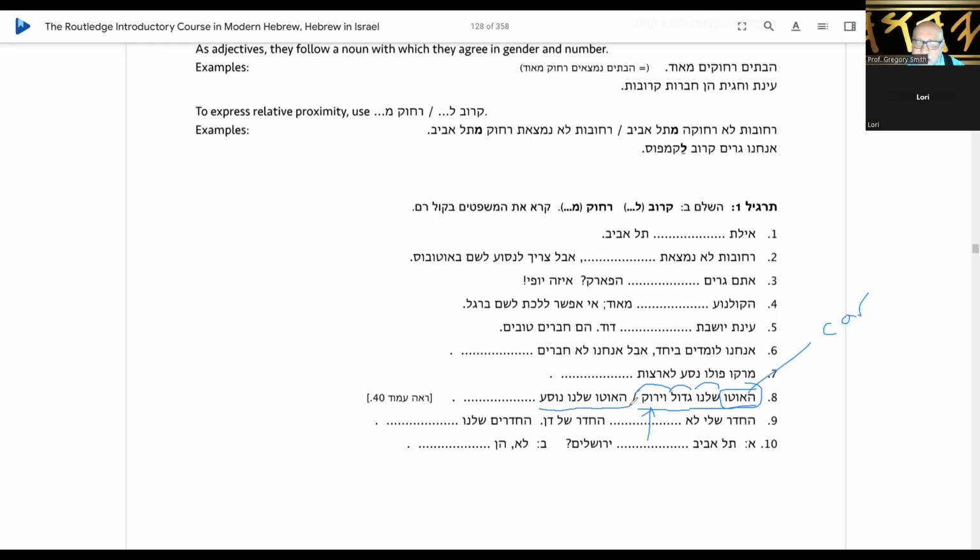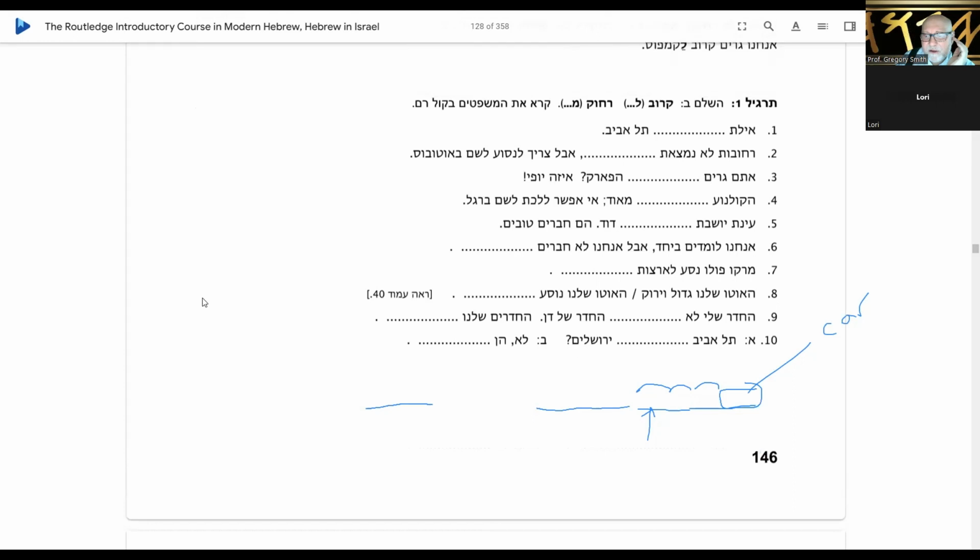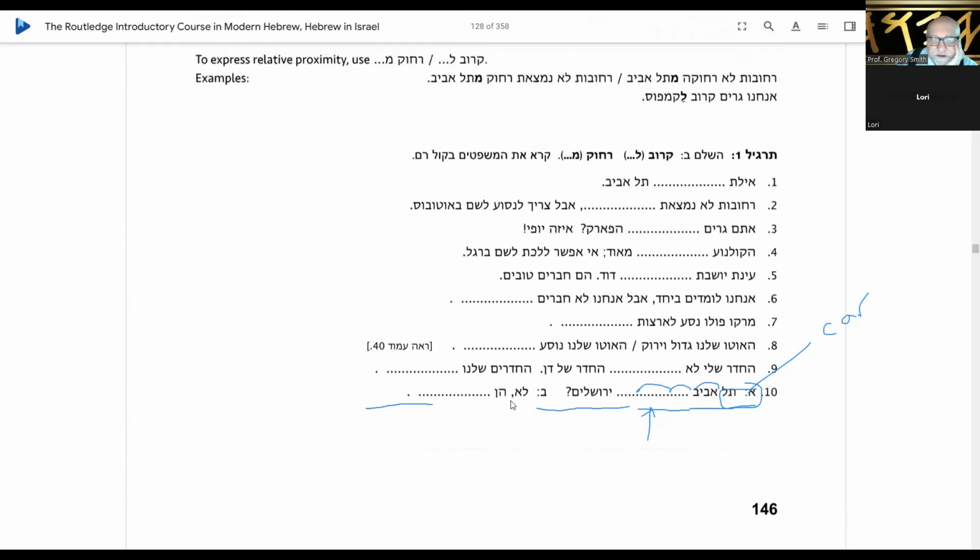Auto shelanu. Our car is traveling. And then they've got a clue over here. Ra'ah amod arba'im. This says see page 40. Okay, so where's page 40 at? Why would I go all the way to page 40? I don't want to. We're already at 146.